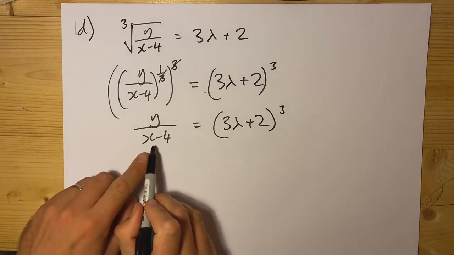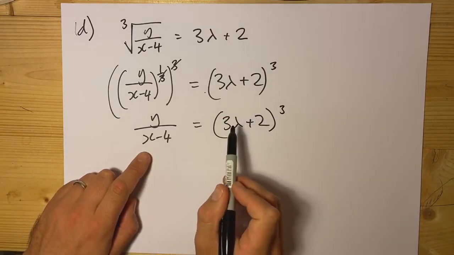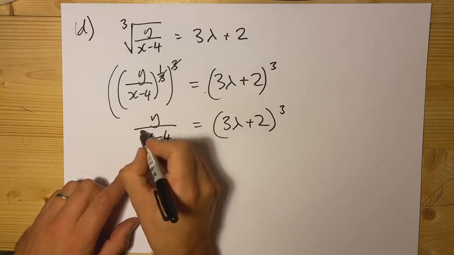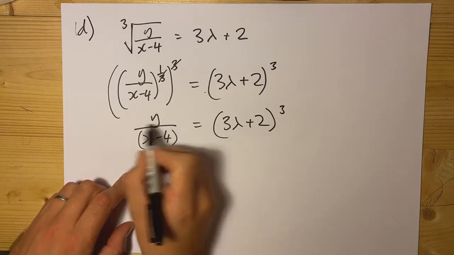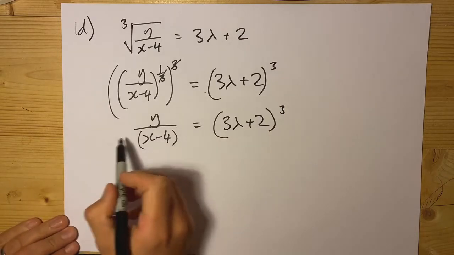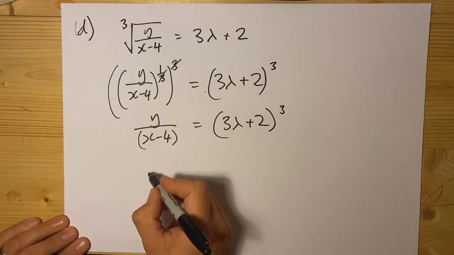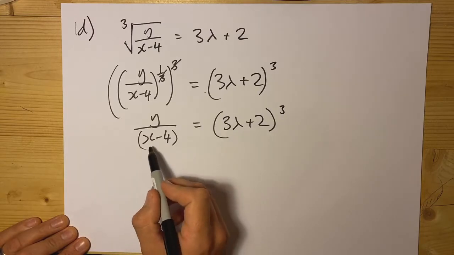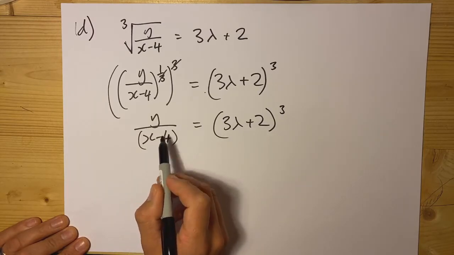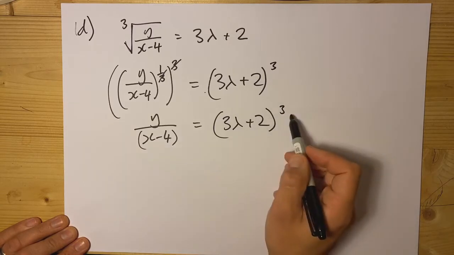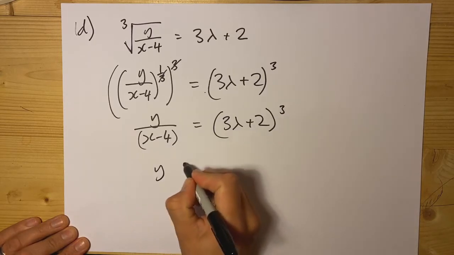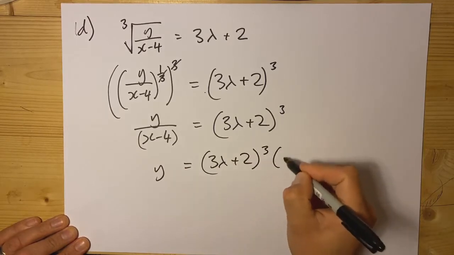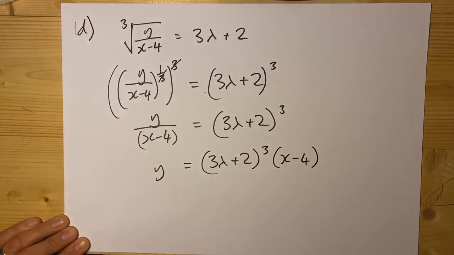Now, we don't want the x on the bottom, we want the x on the top. So one way we could do that is multiply both sides by x minus 4. So for the minute, we've got to treat this as one thing because it's the denominator of this fraction. So let's do that. Let's multiply both sides, and I won't go through and show it all, but basically multiplying this side by x minus 4 means that that will cancel out, and effectively we're bringing it up here. So then we're left with y equals 3 lambda plus 2, all cubed, x minus 4.